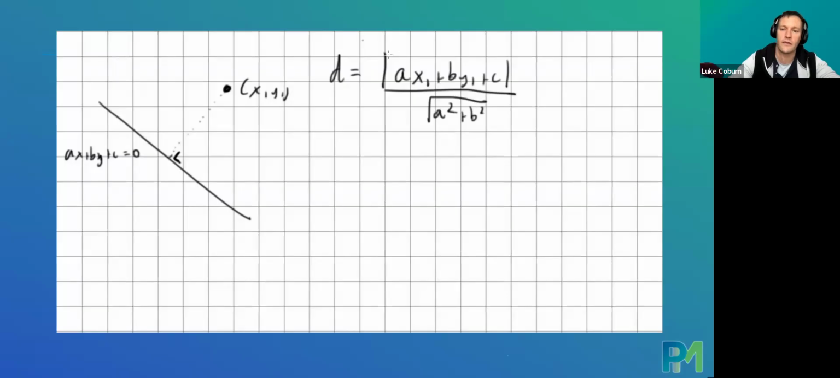The reason for these absolute values is because distance is always positive. You wouldn't say the distance from your house to one shop is 5 kilometers, but if there's another shop in the opposite direction, that it's minus 3 kilometers. You'd say it's 3 kilometers. So when we talk about distance, we don't care about the sign.